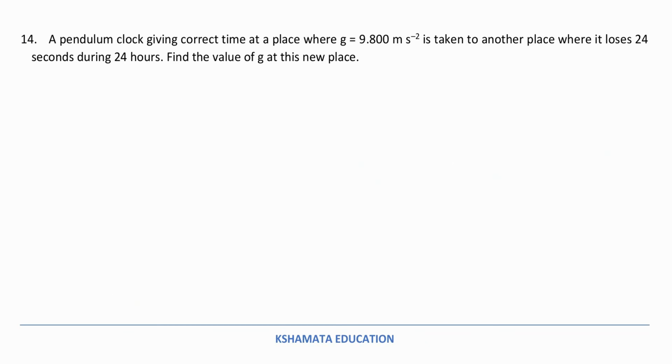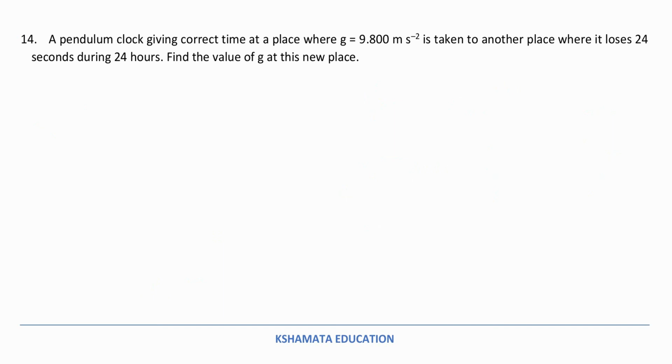Let us deal with the next problem. Problem number 14 in this segment. A pendulum clock giving correct time at a place where g equals 9.800 meter per second square is taken to another place where it loses 24 seconds during 24 hours. Find the value of g at this new place.